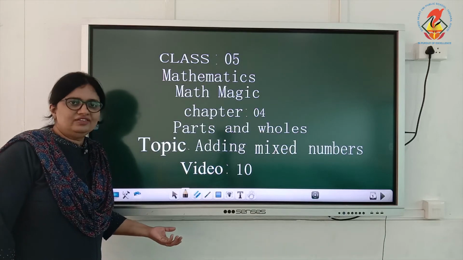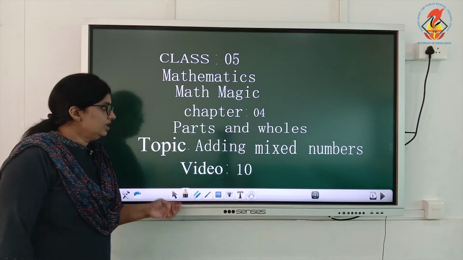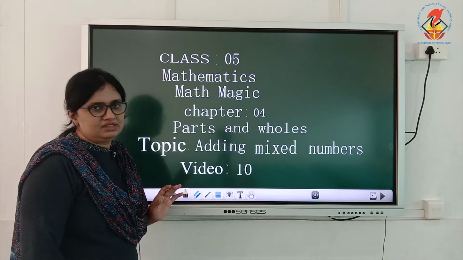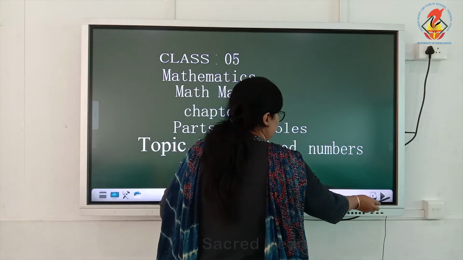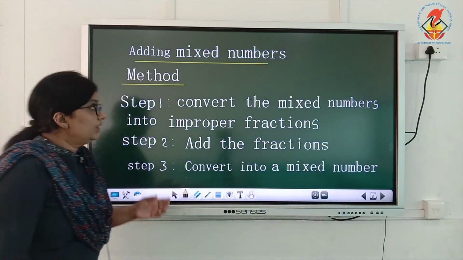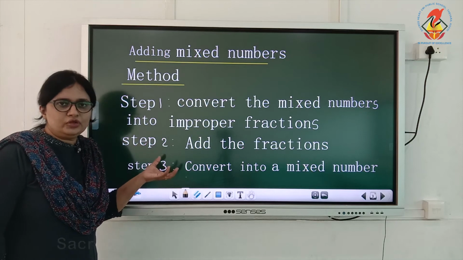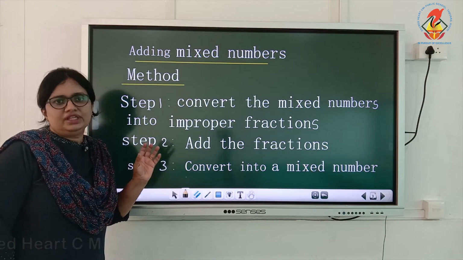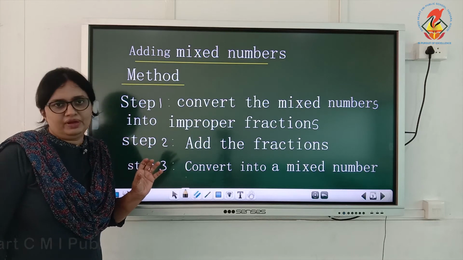Welcome back, children. We will continue with the same chapter, but I will give you the new topic, that is addition of mixed numbers. For adding mixed numbers, we have to follow some steps, right? First step is to convert the mixed number to an improper fraction.